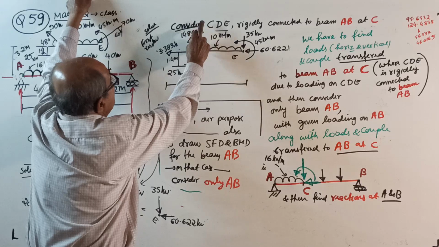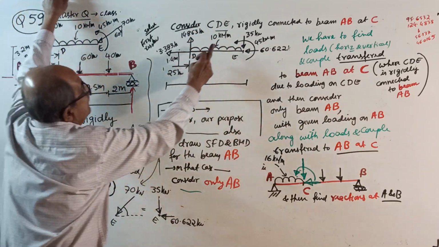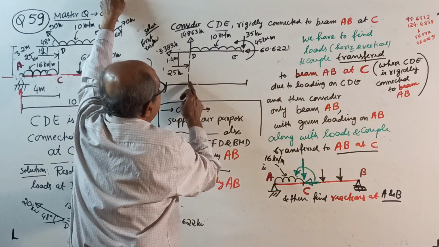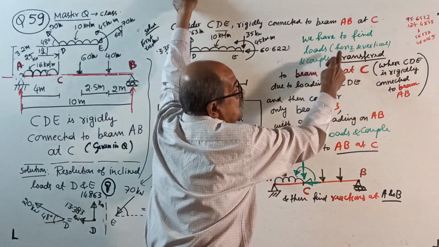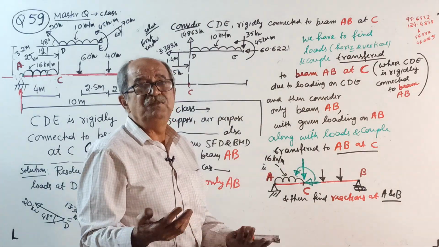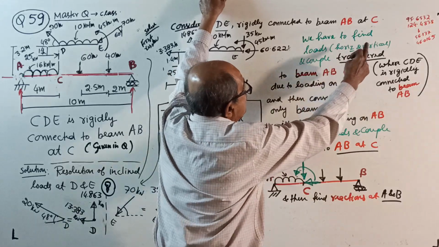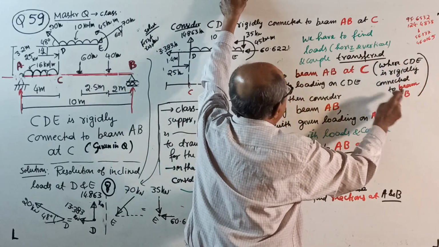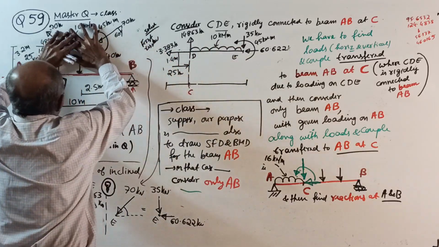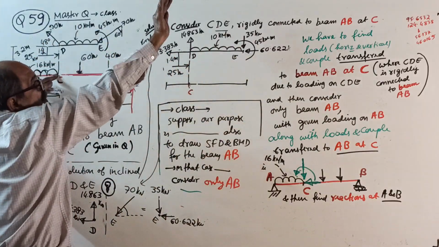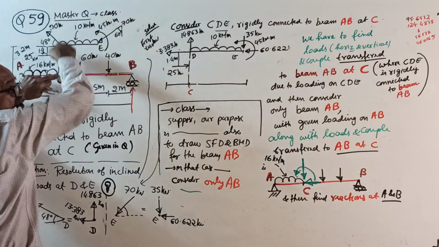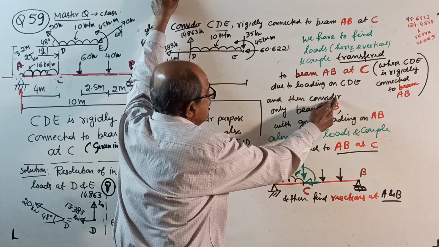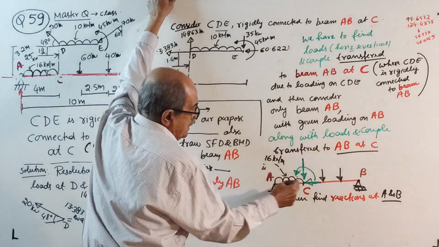Resolution. Consider CDE, see, CDE rigidly connected to beam AB at C. See here, for CD, we have to find loads, horizontal and vertical both, but sometimes only one of them, and a couple transferred to beam AB at C, where CD is rigidly connected to beam AB. Where this attachment is connected to C, you remove it completely, and at the contact point, transfer whatever load comes and whatever couple comes. And then consider only beam AB, this way, only AB.